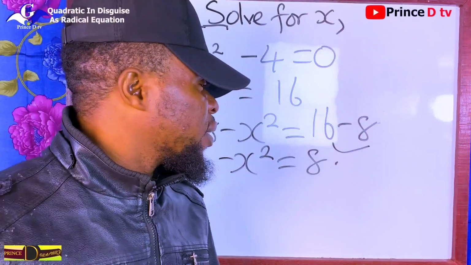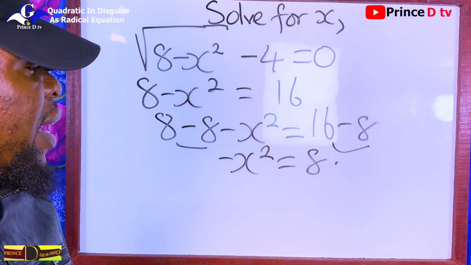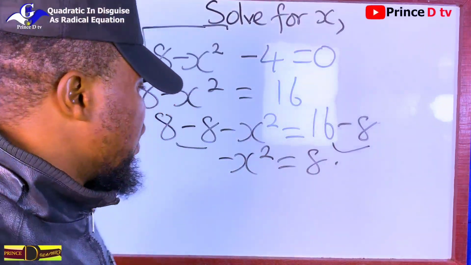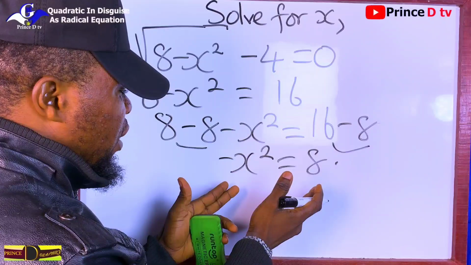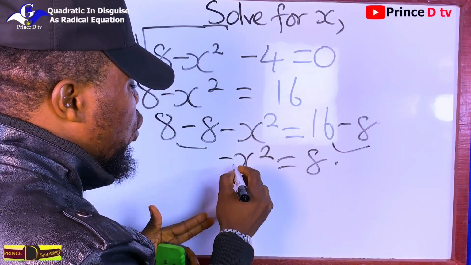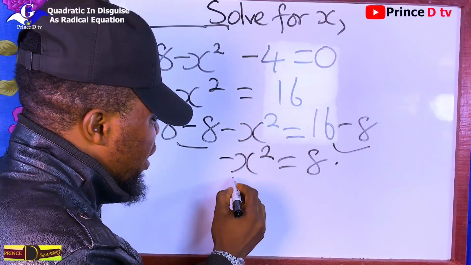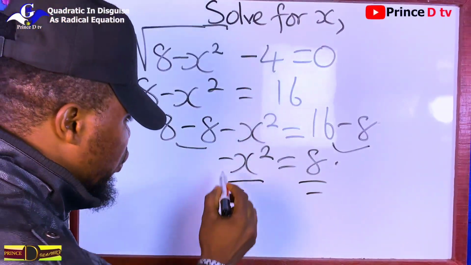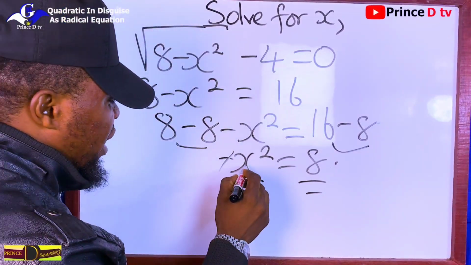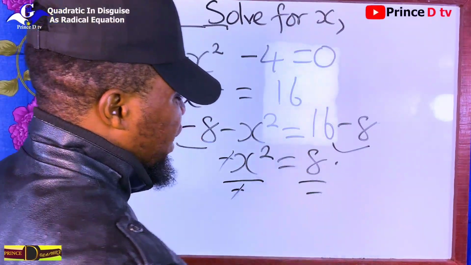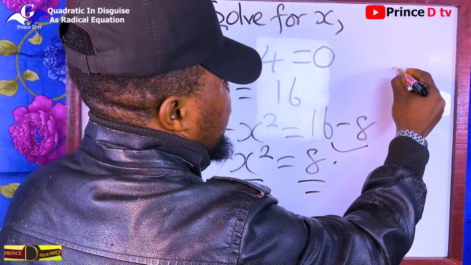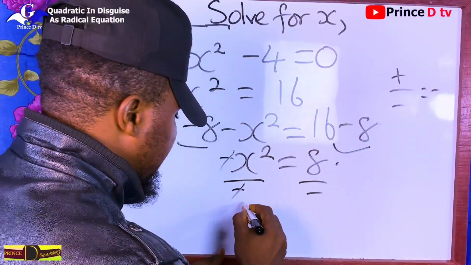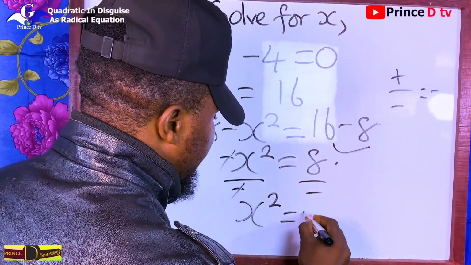Now, I made mention of a radical equation. You realize that x squared cannot be negative. Alright, so there are two ways that we can do this. Either we divide all through by the negative sign, this negative sign, and we cancel out. Now we are left with x squared equal to 8 over the negative sign. Remember, the 8 is positive, and according to our rules, positive over negative is negative. So we are now left with negative 8. So x squared equal negative 8.